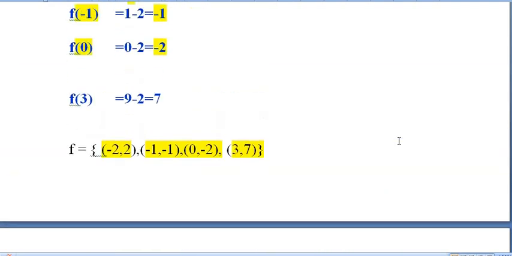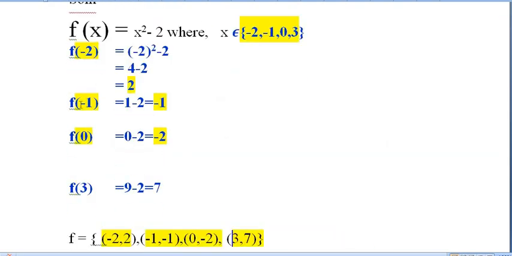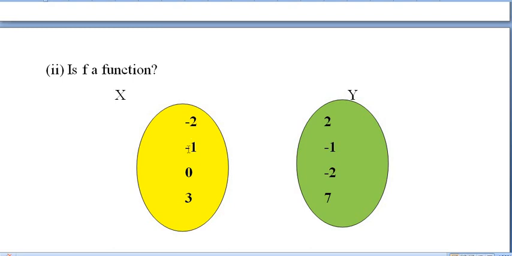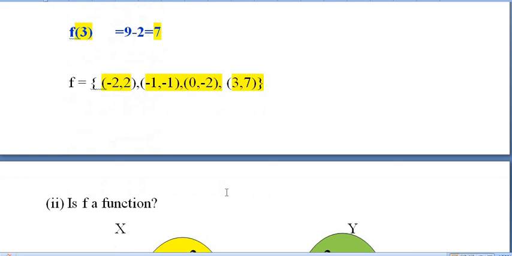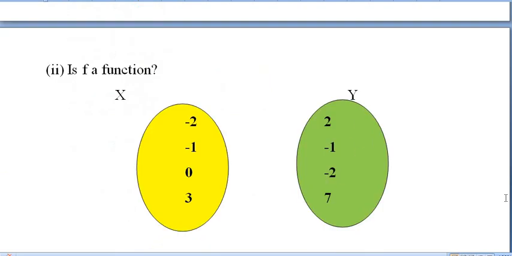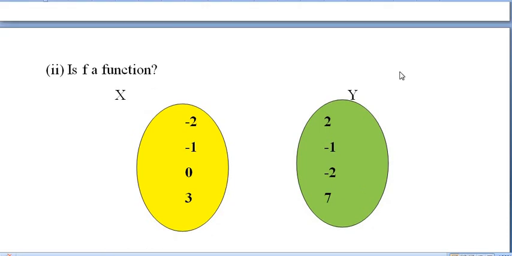So the same elements I have put in the Venn diagram. See here, these are the elements, minus 2, minus 1, 0, 3. These are input. These 2, minus 1, minus 2, 7 are output. So I have written here input minus 2, minus 1, 0, 3, and I have written output 2, minus 1, minus 2, 7. So just to explain to you, I have put this Venn diagram. It's a function. We are going to see this.